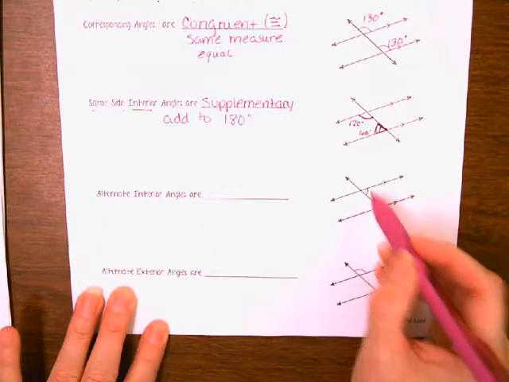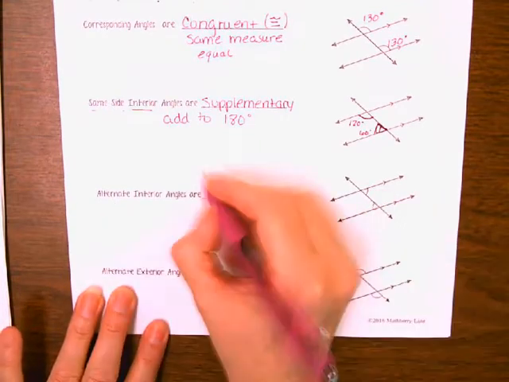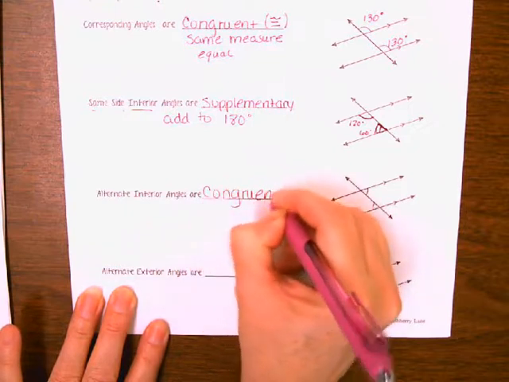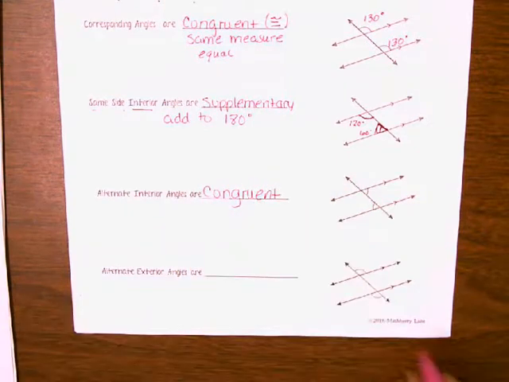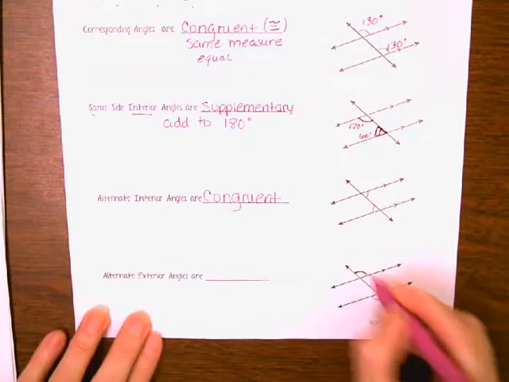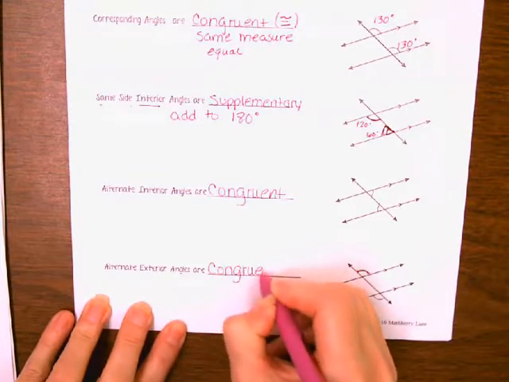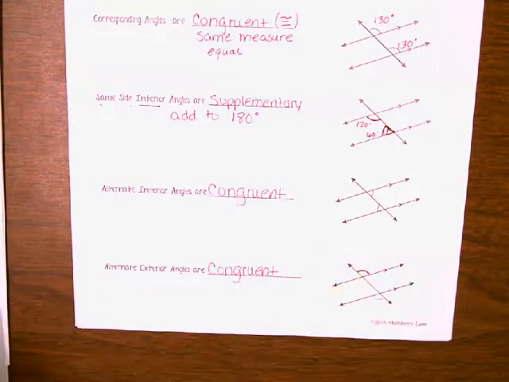Alternate interior angles, they are congruent. And alternate exterior angles, as shown in this picture, are also congruent. Turn the page.